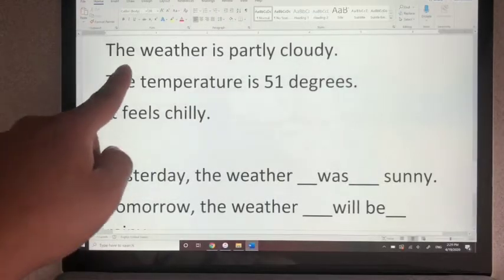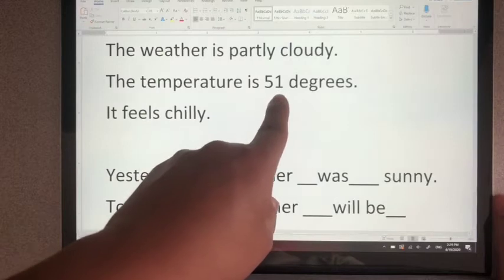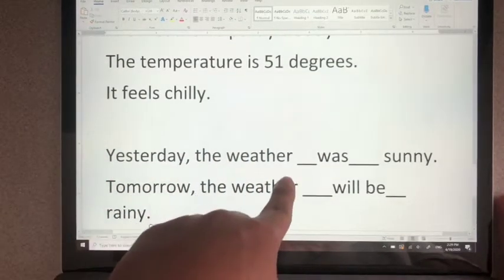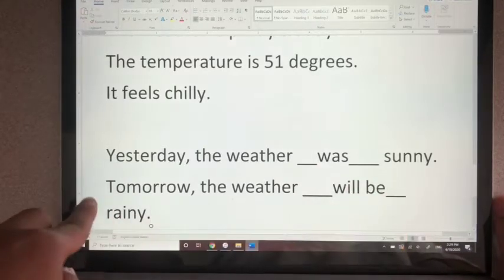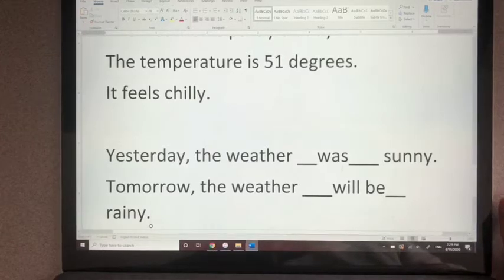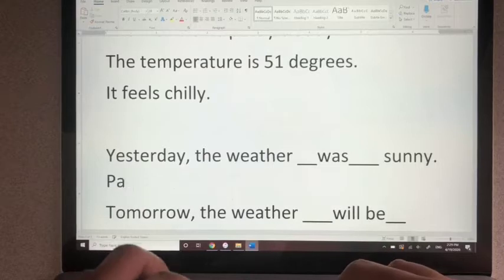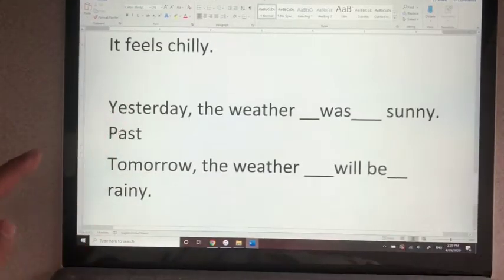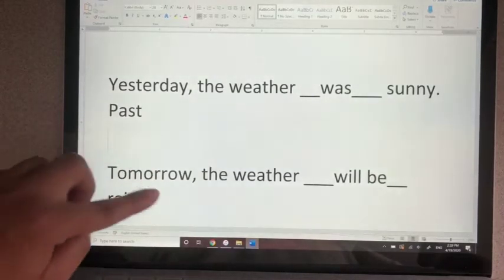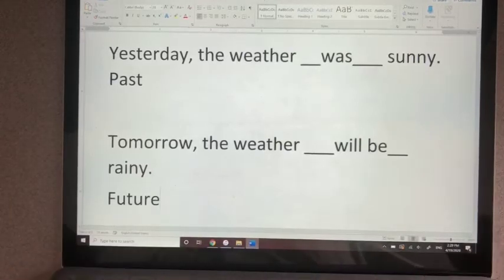So today, the weather is partly cloudy. The temperature is 51 degrees. It feels chilly. Yesterday, the weather was sunny. Tomorrow, the weather will be rainy. So here, in this sentence, we're using the past. This happened yesterday, so we use the past. In this sentence, we're talking about tomorrow, so we're talking about the future.